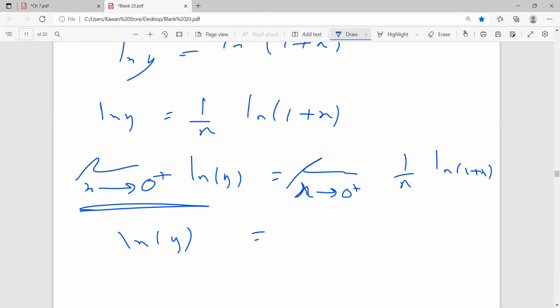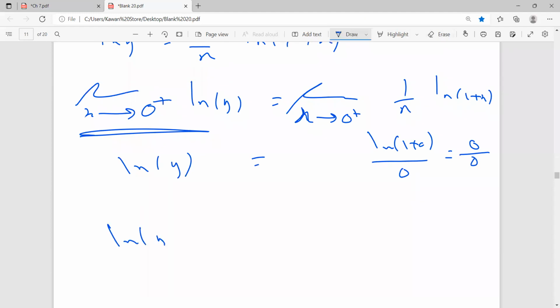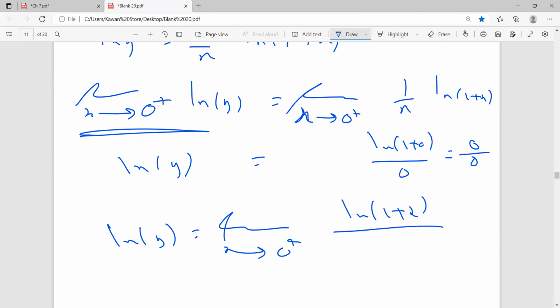Okay. How about the other part, the right side? Substitute it. Ln of 1, I'll get ln of (1 plus 0) over 0. Am I right? So ln of 1, so I got what? 0 over 0. Well, okay. So how do we solve the limit as x approaches 0 of ln of (1 plus x) over x? How do we solve that one?